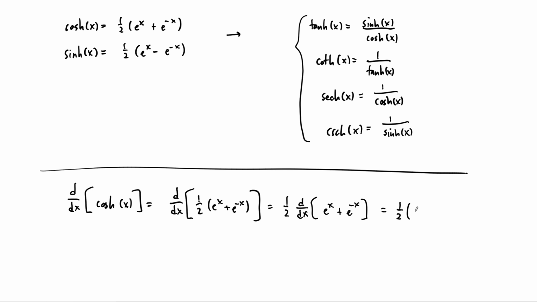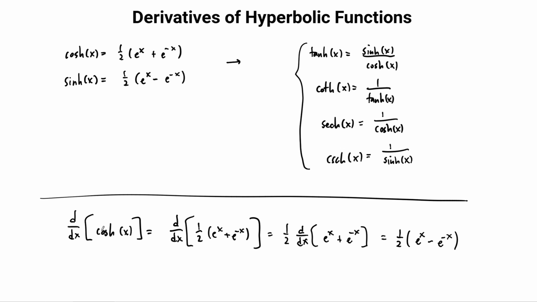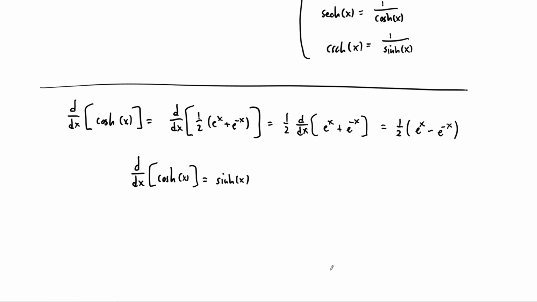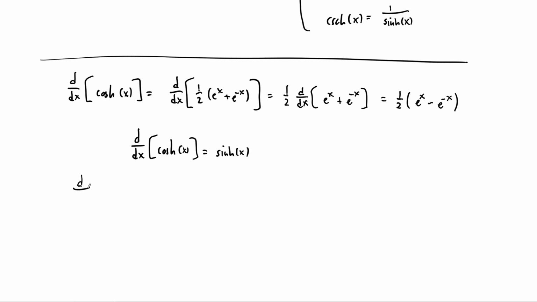We get 1/2 times derivative of e to the x is itself. Derivative of e to the minus x is minus e to the minus x by the chain rule. And as we look at this, we took the derivative of cosh and we got the formula for sinh, right? And so that tells us that the derivative with respect to x of cosh of x is equal to sinh of x. All right, let's take the derivative of sinh now. So, by the way, this is close to what we get with regular trig, but it's not quite equal, right? Because the derivative of cosine is minus sine.